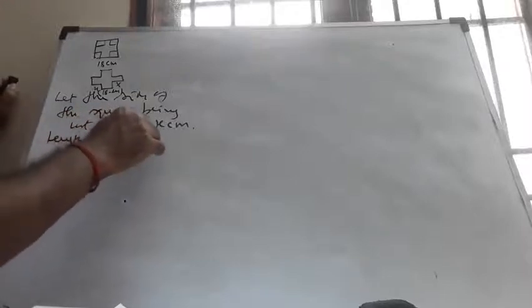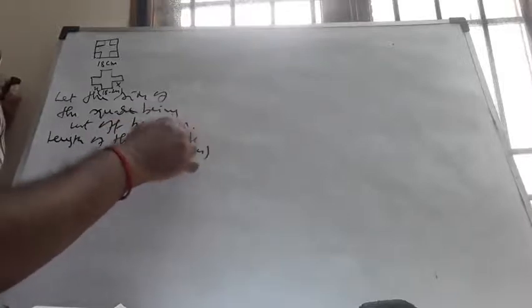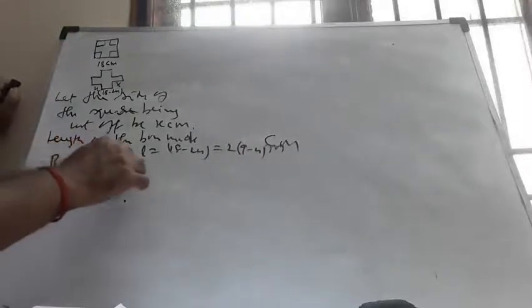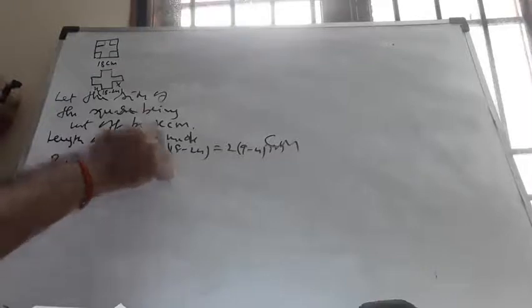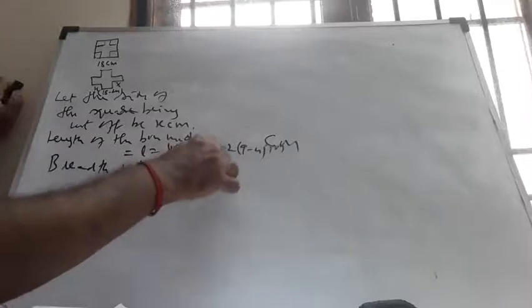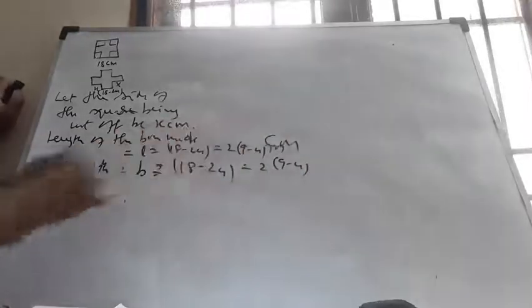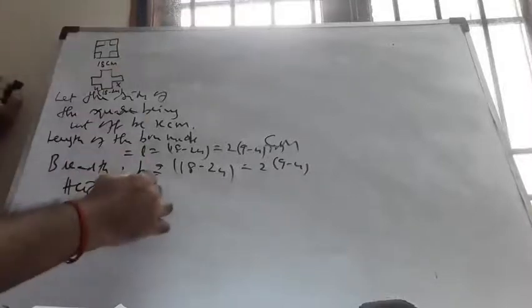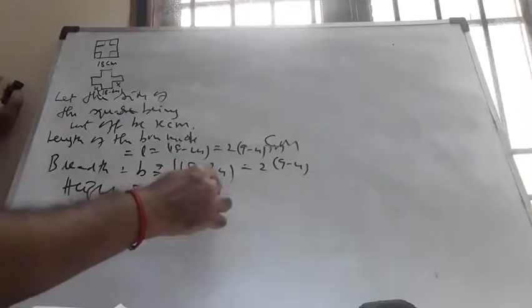Therefore, length of the box made is L equal to 18 minus 2x, or you can even say 2 into (9 minus x) centimeters. It's already given as centimeters. Breadth is also the same way. I'm taking x on either side, so this will be again 18 minus 2x, which is 2 into (9 minus x). Then height. This portion is being folded up. Therefore height h is equal to x centimeters.